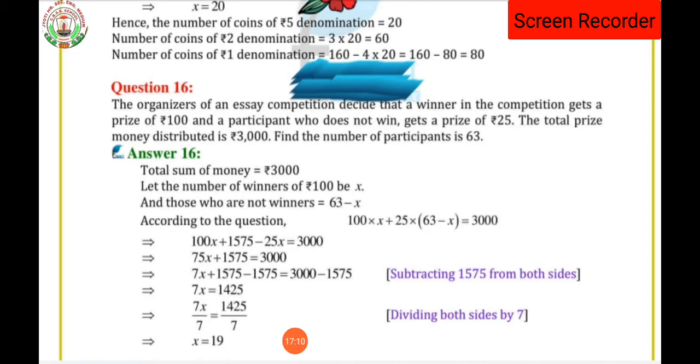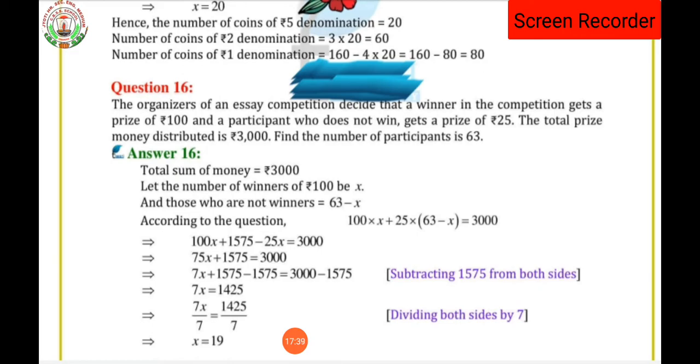So here is the question. The organizer of an AC competition decides that a winner in the competition gets a prize of rupees 100, and a participant who does not win gets a prize of rupees 25. The total prize money distributed is rupees 3000. Find the number of participants if it is 63.